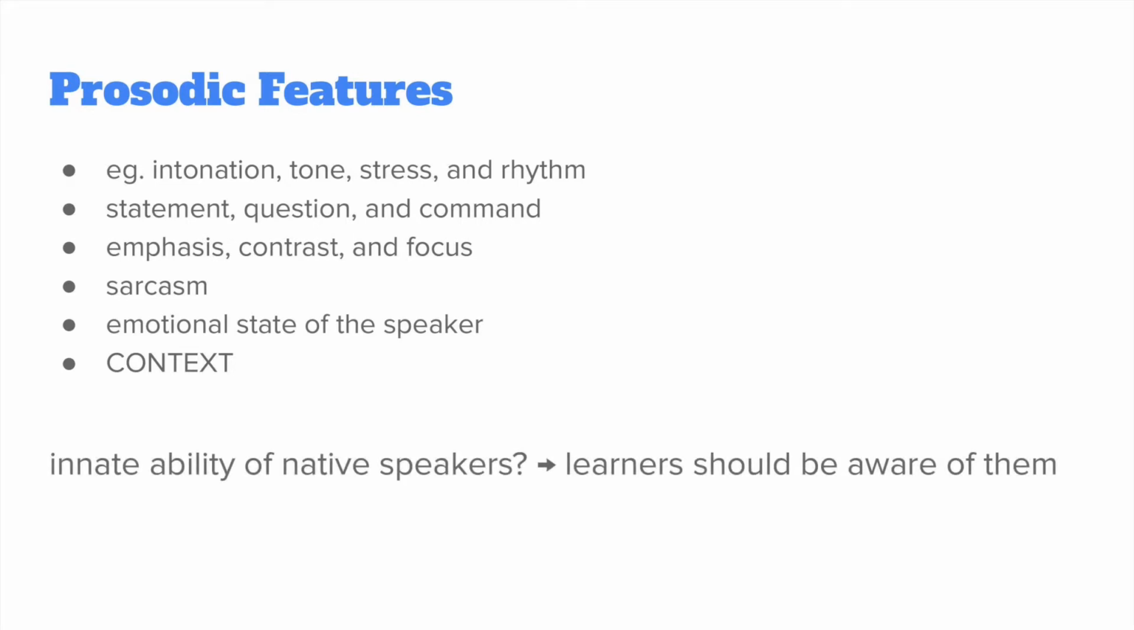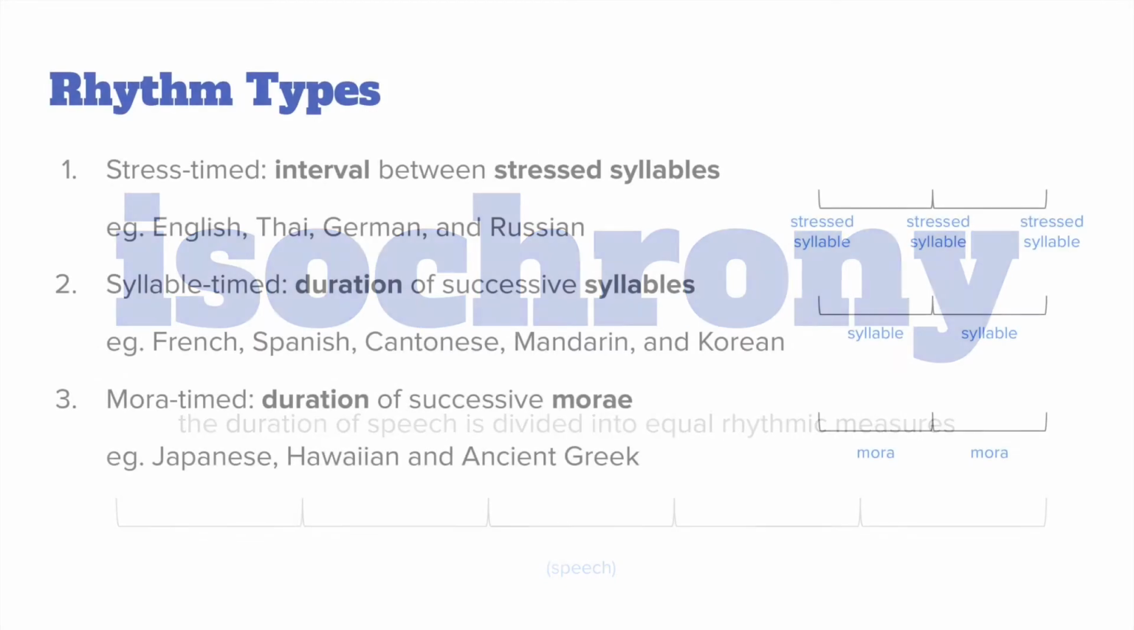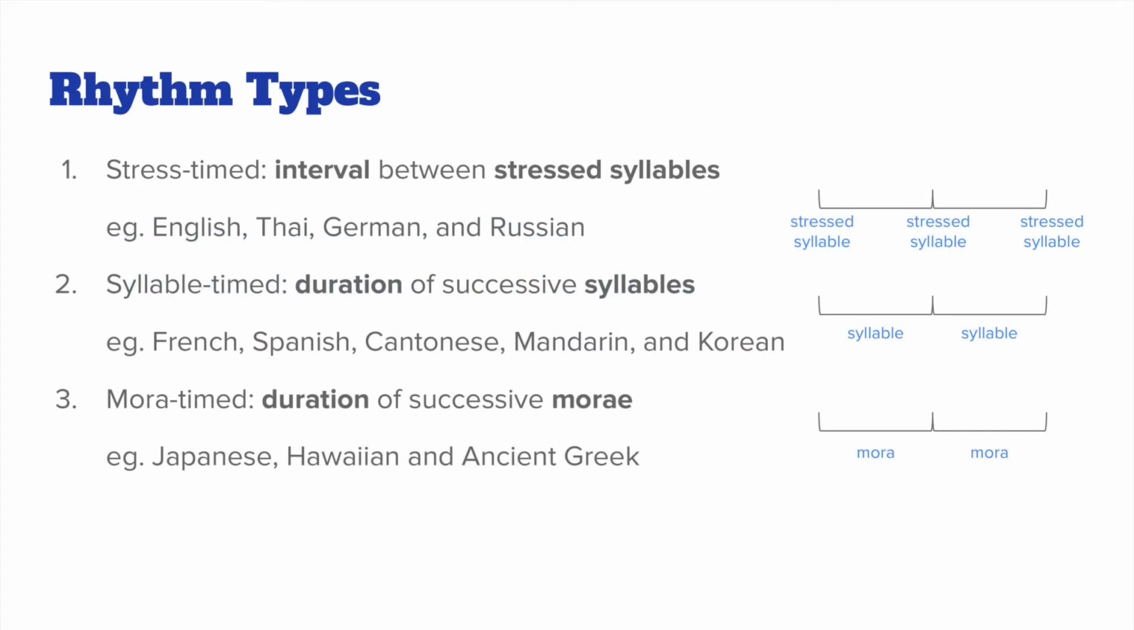Today's video is going to be a short one focusing on just the rhythm of speech. This is a fun one. There's this appealing idea that all languages may be assigned one of three rhythmical types. In any of the three, the duration of speech is regularly divided into equal rhythmic units based on the rhythm type. This regularity is referred to as isochrony. According to this belief, a language is either stress-timed, syllable-timed, or Mora-timed.